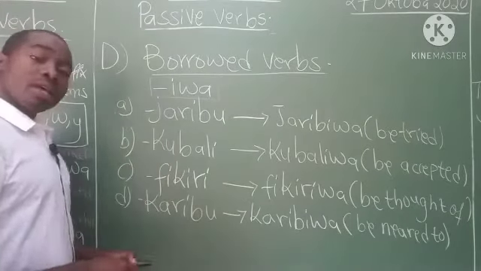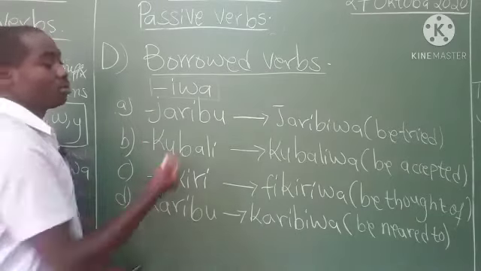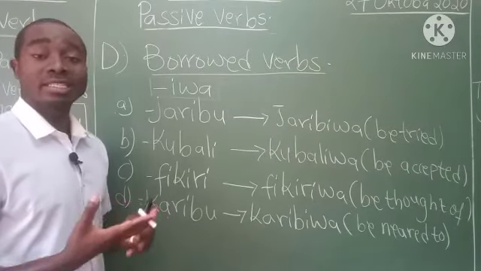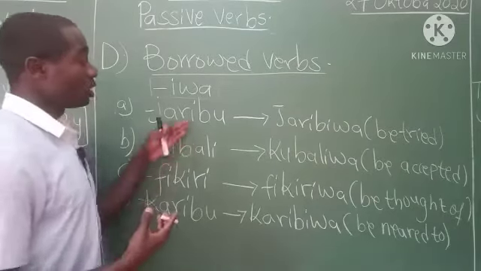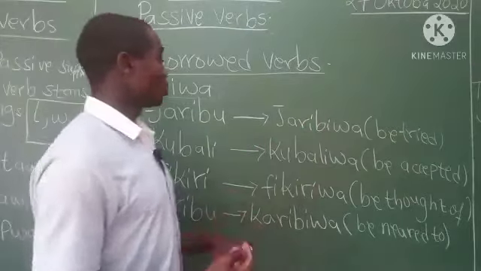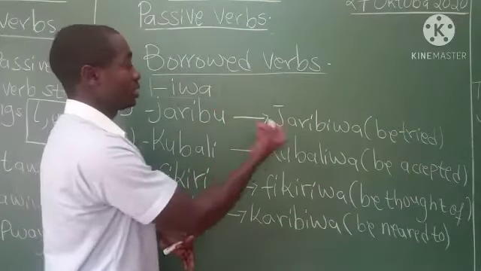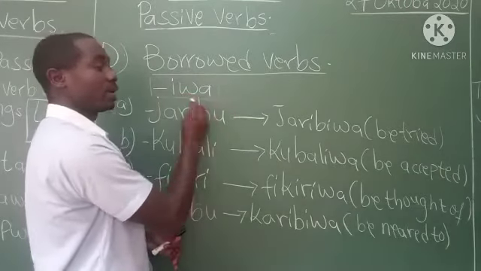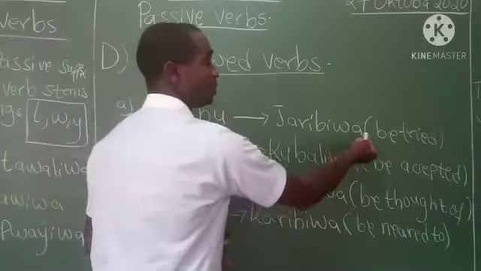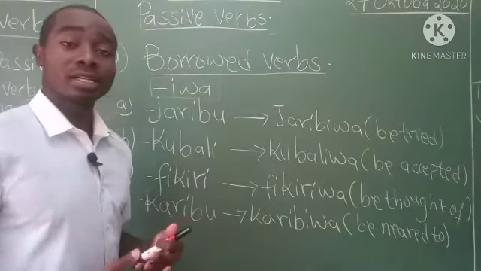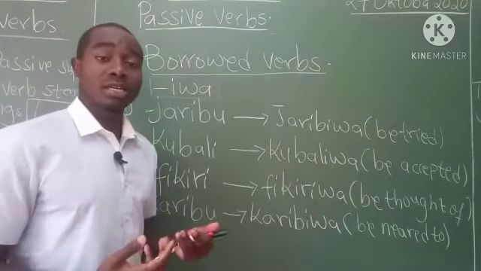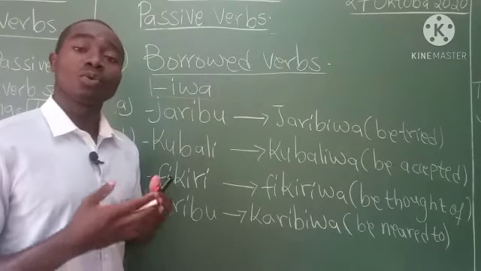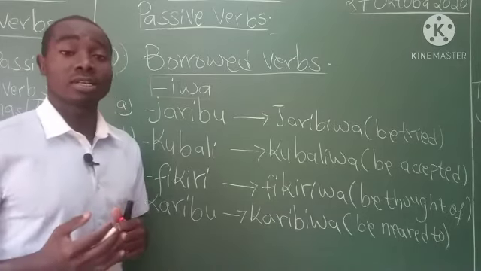So here we have jaribu, to try, either a test or to try a cloth. Jaribiwa, you know, the last vowel disappears and it is replaced by this one. So it becomes jaribiwa, be tried. So the cloth is being tried. Nguo inajaribiwa. Sawa. Mtihani unajaribiwa. The exam is being tried. Sawa.